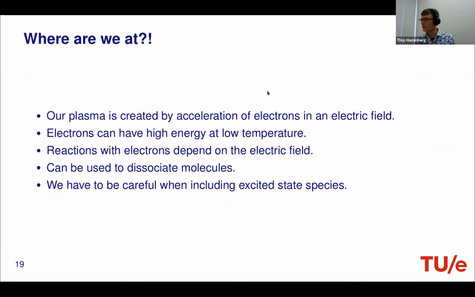Okay, so how far have we gotten until now? We had a plasma, right? And that's there because of electrons, which are accelerated by the electric field. These electrons have a very high energy and low temperature. The reactions with electrons depend on the strength of the electric field. They can dissociate molecules. And when we start including excited state species into a chemical mechanism, we have to be a little bit careful with the way that we do the thermodynamic modeling.